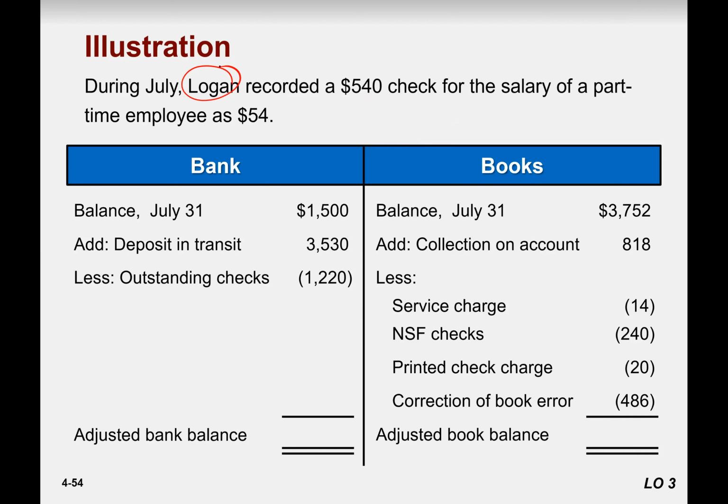No, I got that, but how do we know that it's a book error and not a bank error? You see who is making the error, the accountant or the bank. Oh, I see, the accountant. Right, Logan is the accountant, so the accountant is making the error, so it will be adjusted here on the book side. Okay. Right, everyone?